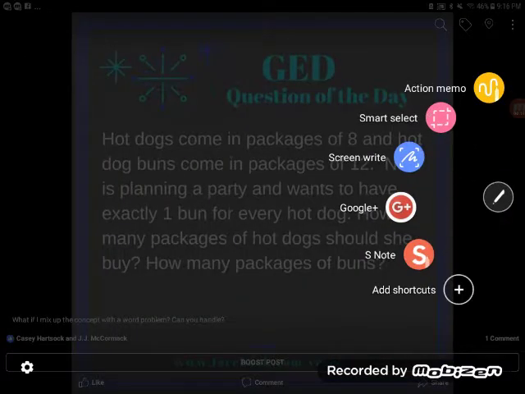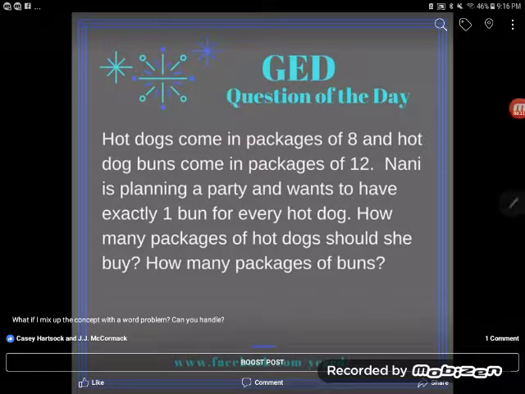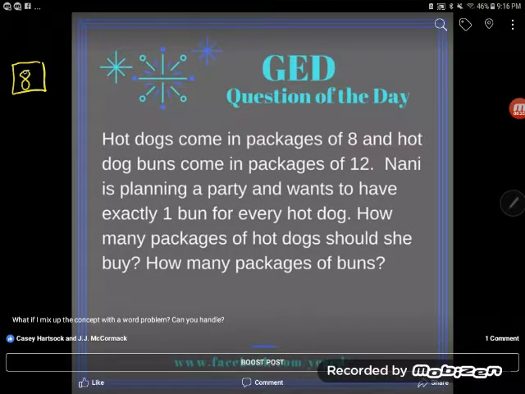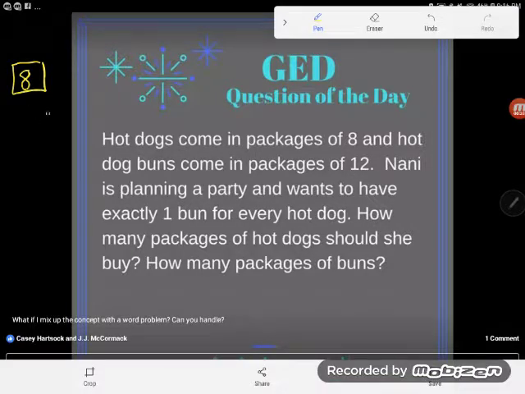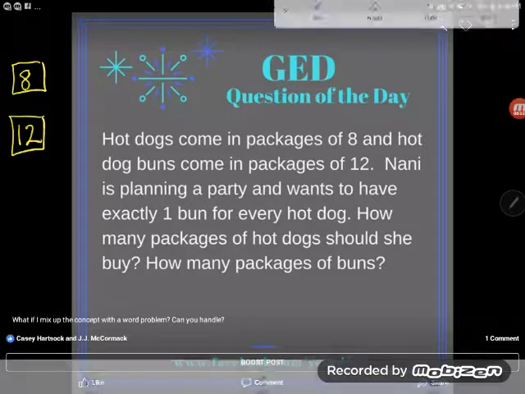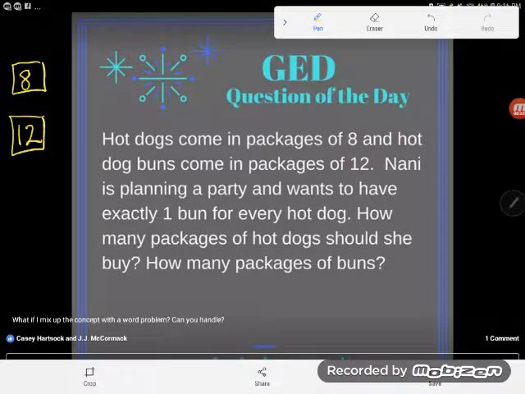I need my screenwriter. Let me try again. You buy a package of hot dogs, you get 8 dogs. We've all seen this in the grocery store. And yet the buns come in packages of 12. Very distressing. So Nani is planning a party and wants to have exactly 1 bun for every hot dog.